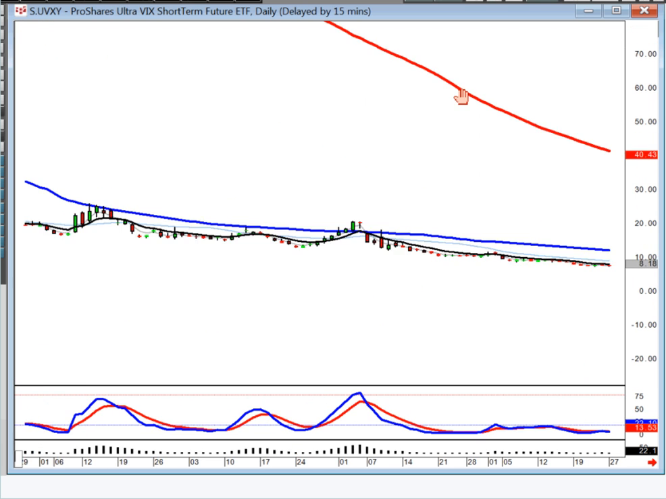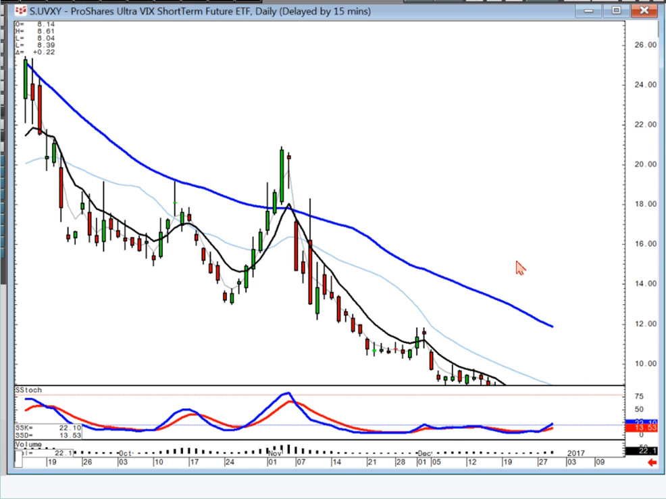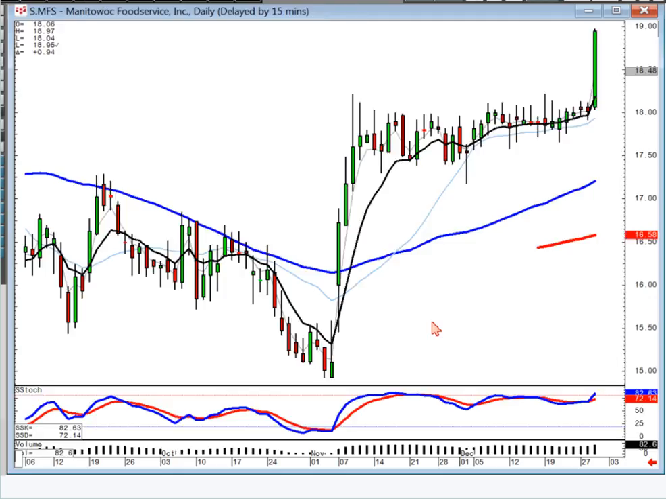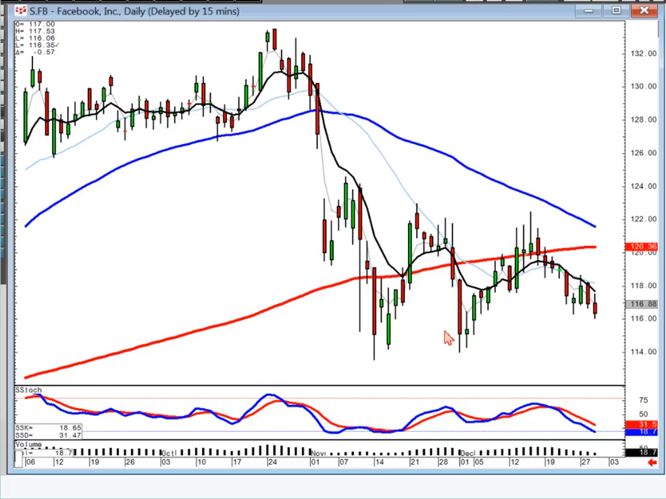UVXY. Did that. If you're buying, use the T line as your stop. MFS, big breakout. Look for a 45 degree to come off of here. Yeah, if you're buying, definitely buy on strength. Use the halfway point of today's candle as your stop.